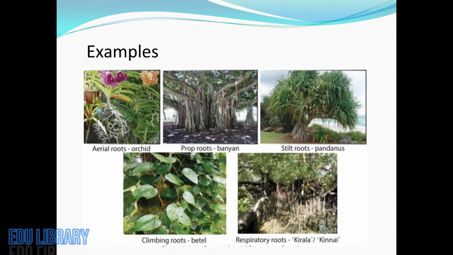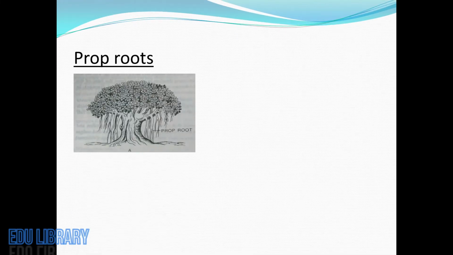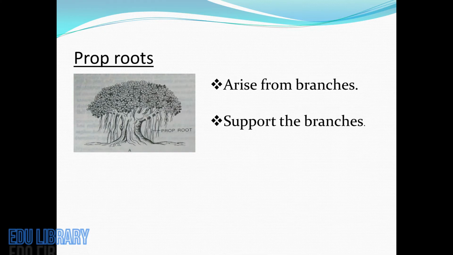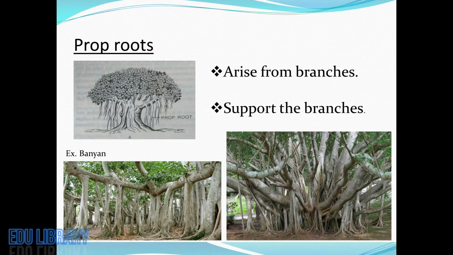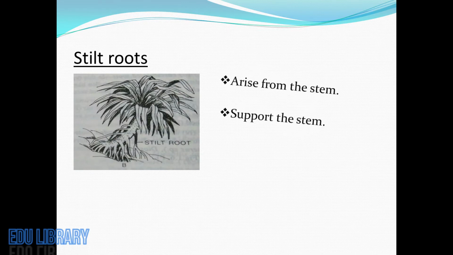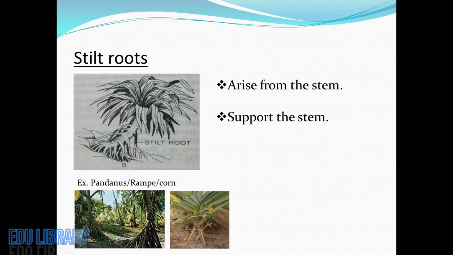Let's talk about these roots individually. Prop roots. This is what prop roots look like. They arise from branches and support the branches. Example: banyan. Stilt roots. They arise from the stem and support the stem. For examples: pandanus, rampe and corn.